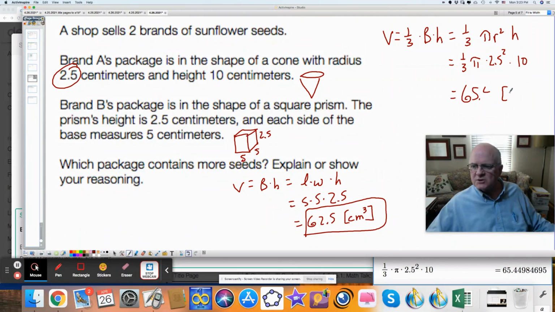65.4 centimeters cubed, which means that it has the greater volume. So this one is the bigger volume for the cone.